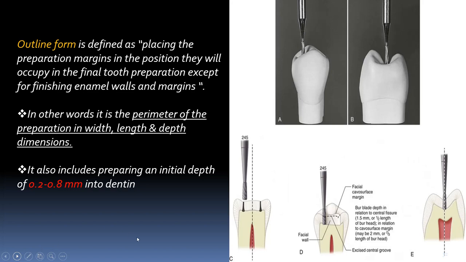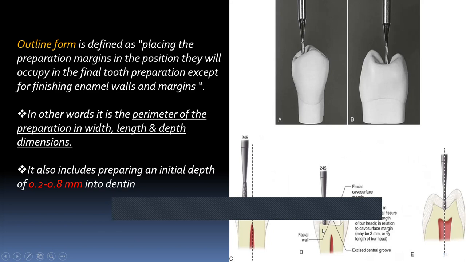Here we can see in the diagram the burr blade, and its relation to the central fissure is 1.5 mm, or half the length of the burr head. And in relation to the cavosurface margin, it can be either 2 mm or 2/3 the length of the burr head.